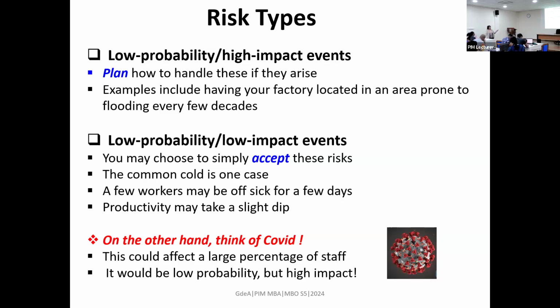Then low probability, low impact: you accept it. Don't waste your time on that because it's not worth it. There are other priorities in life. Such things you accept. So that's how you put the mitigation measures in place.